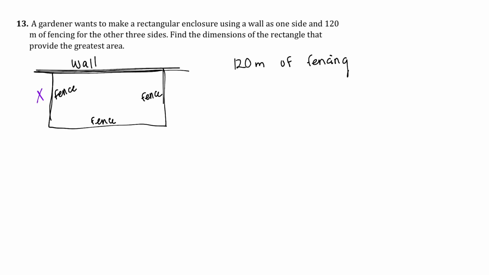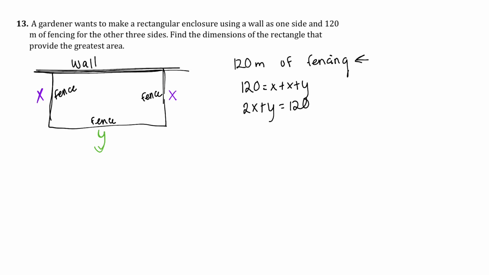So we know that these 2 sides, the opposite sides from one another, have to have the same length because it's a rectangle. And we know that this third side would have a different length, potentially. So the perimeter has to add to 120, right? Like not the full perimeter, but like these 3 sides have to add to 120 because that's how much fencing we have. So 2x plus y is equal to 120.